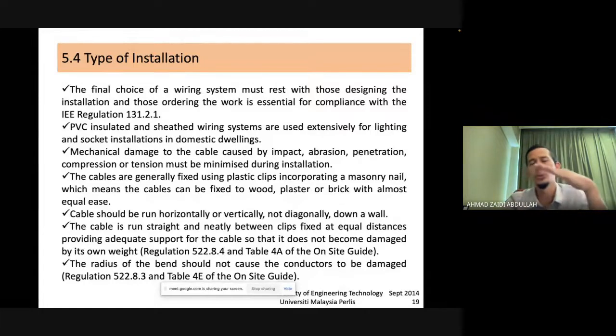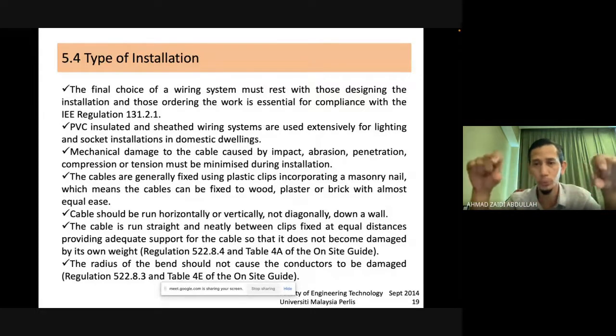Maksudnya you need to design your cable for your project or real project. It must be either horizontal, directly straight away, and then vertical. Tu saja. Not diagonal ni maksudnya sengit lah, merata kan.